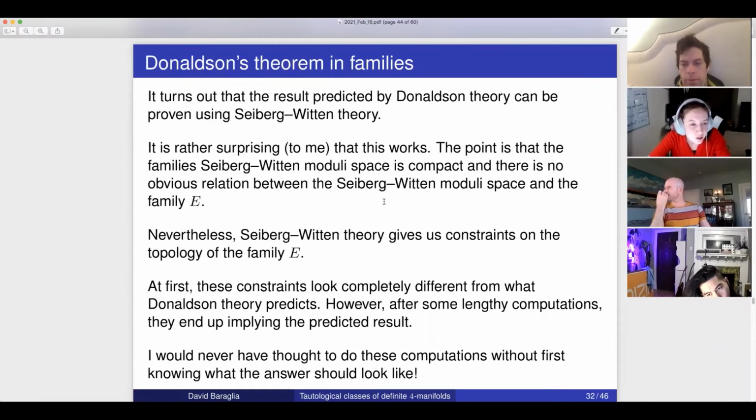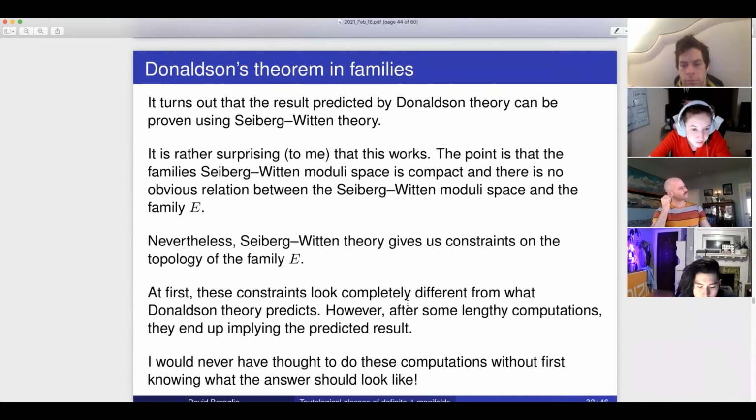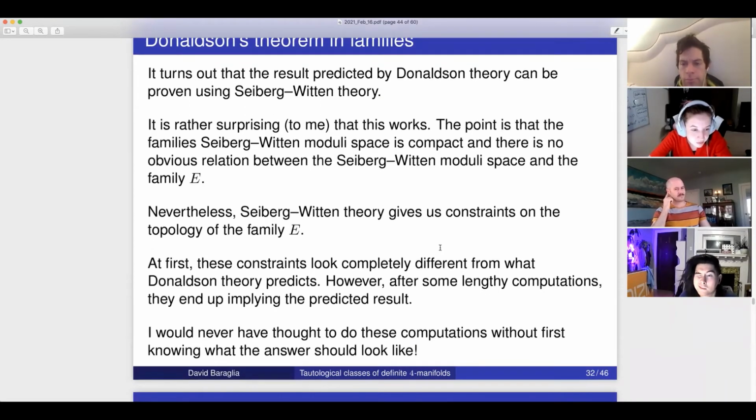So there's no compactification, and there's no obvious relation between that moduli space and your original family E. There's no cobordism in the same way. But nevertheless, if you look at Seiberg-Witten theory for this family, then you get some constraints on the topology of the family, and then you do a whole bunch of calculations, and you ultimately get this relation on the tautological classes that we predicted.